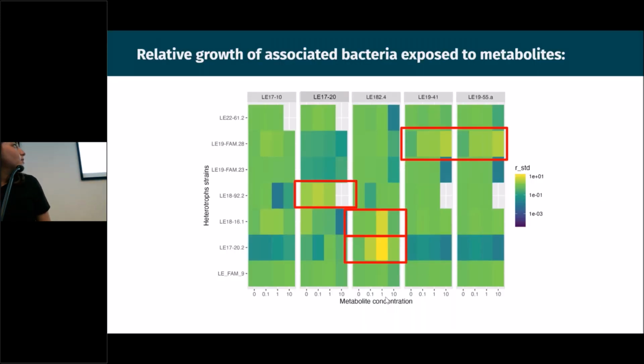And for the overall association between growth of the bacteria and the metabolites, I highlighted a couple of relationships that I found very interesting, especially between these two strains of heterotrophs. There was an increment of growth rate when they were exposed to the same concentration of metabolite that was known to be in the original Microcystis media. And then as soon as we increased that, they depleted their growth rate. So there could be a relationship between concentrations of metabolites and their growth when exposed to them.